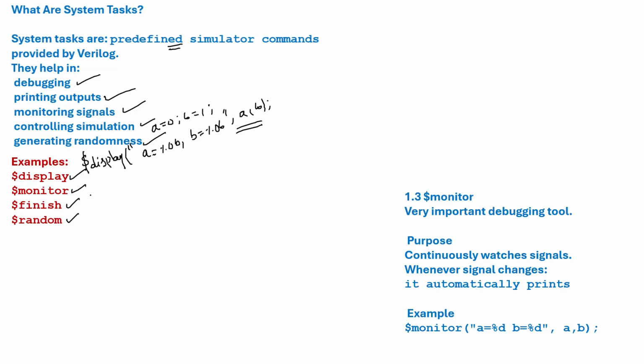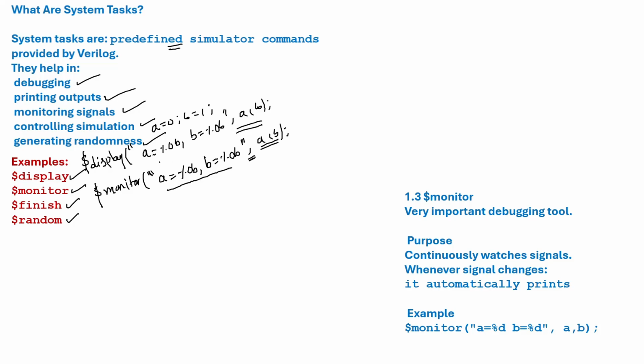And dollar monitor we write the same way. I am utilizing dollar monitor: a equal to percent b, comma b equal to percent b, comma a comma b. I have utilized that. These are the stimulus values; I am separating the display values and the simulating values. Whatever is inside the double quotations is related to string type.